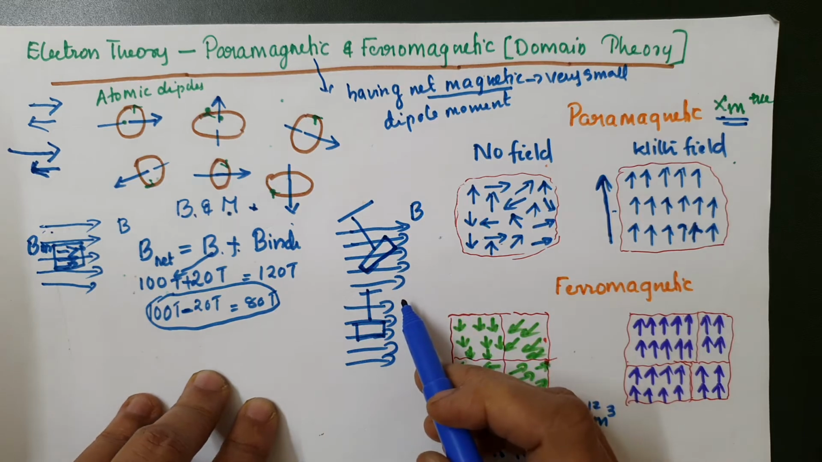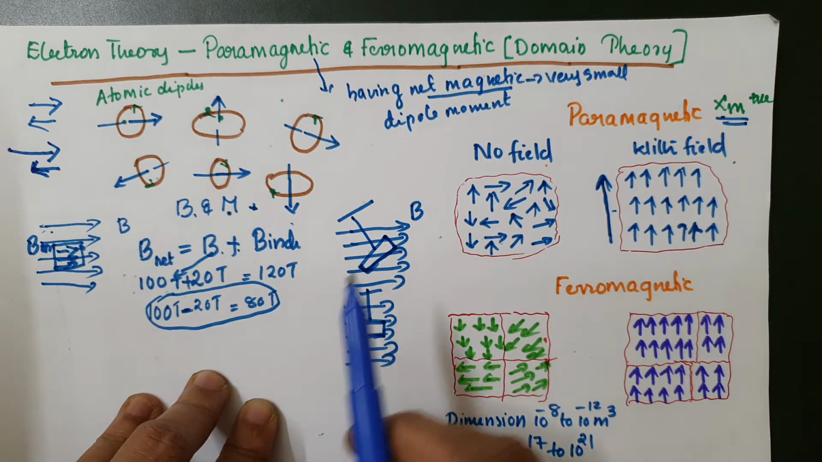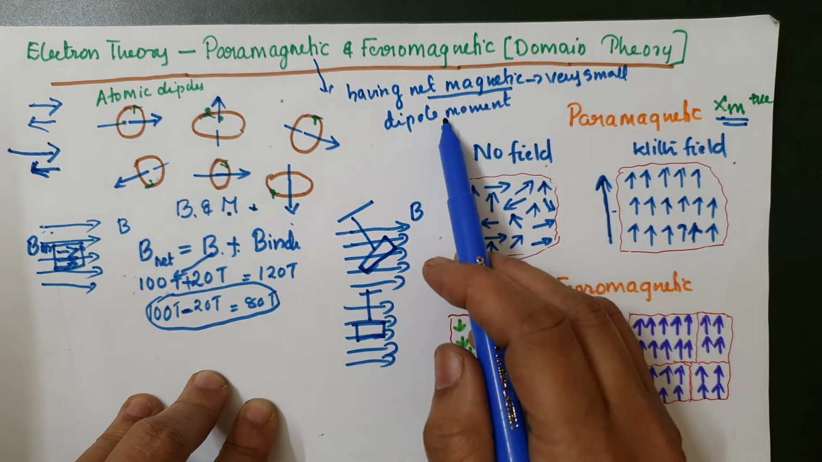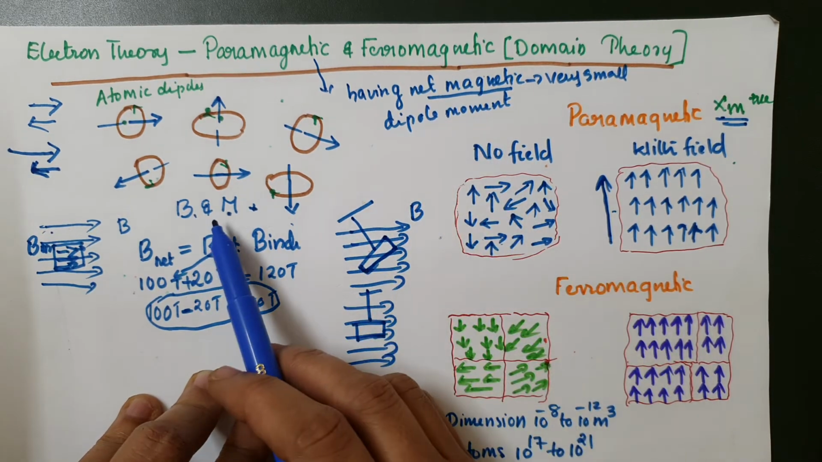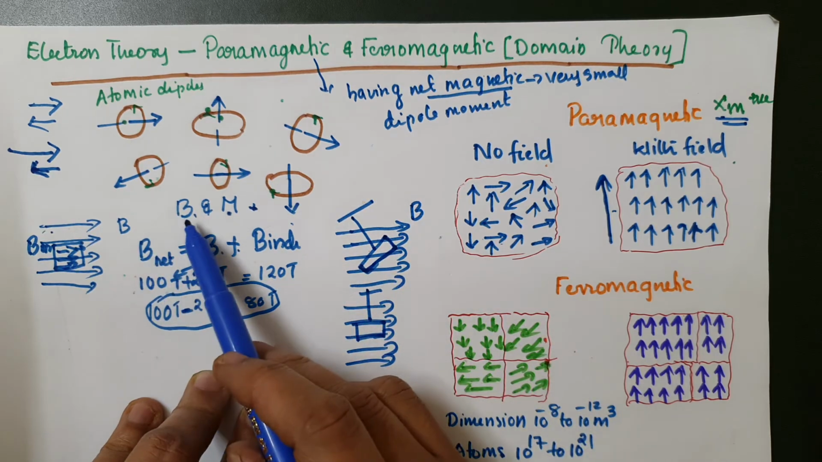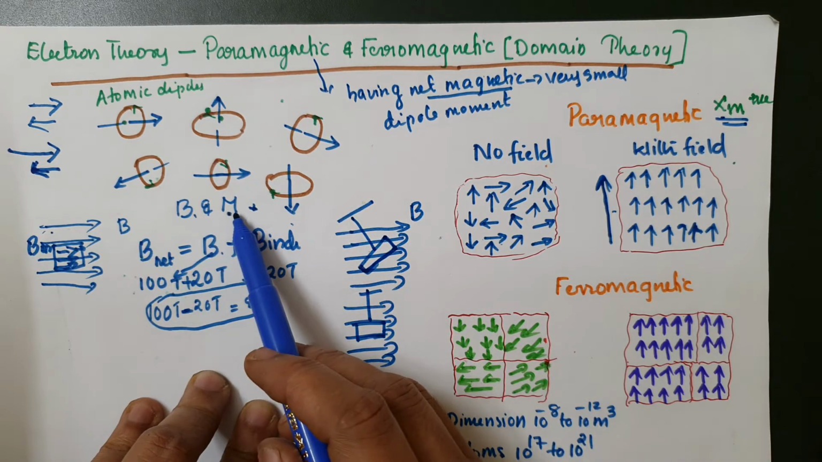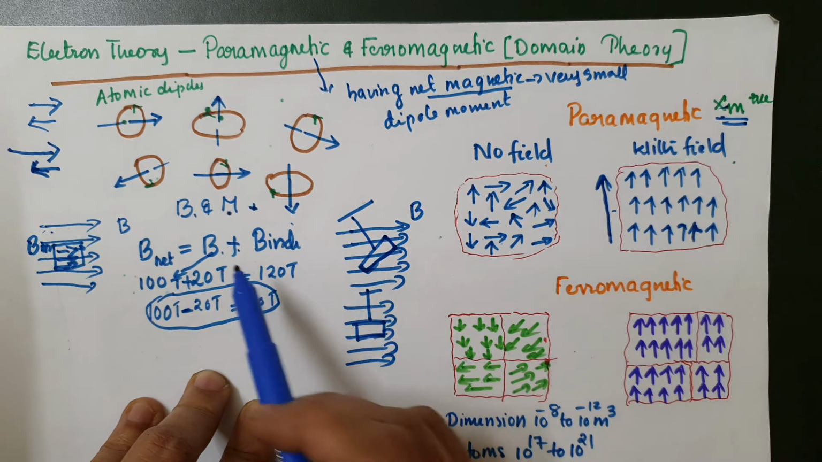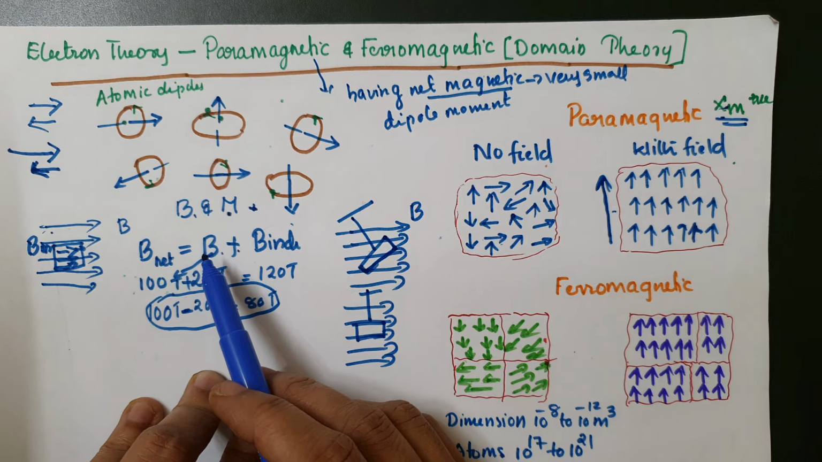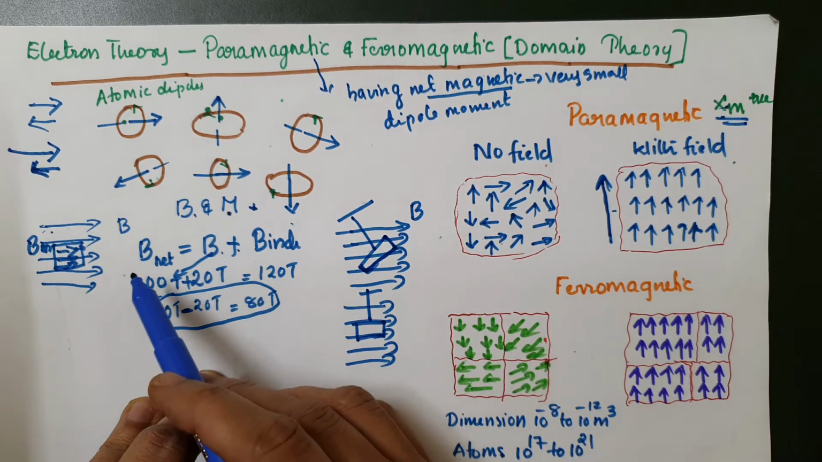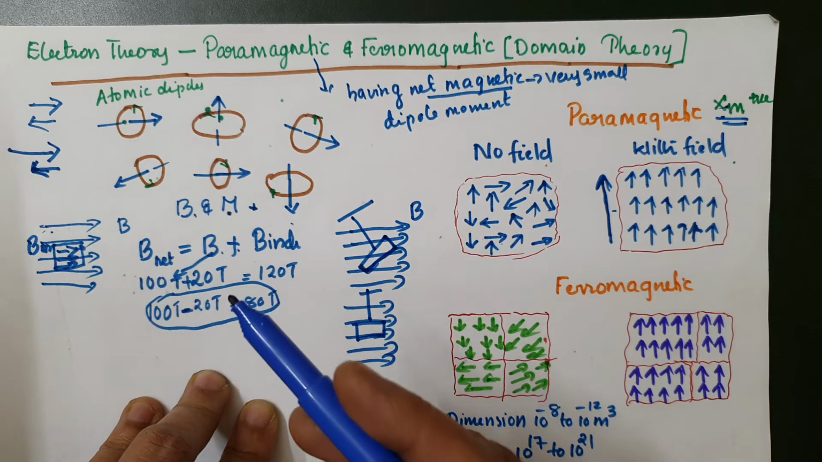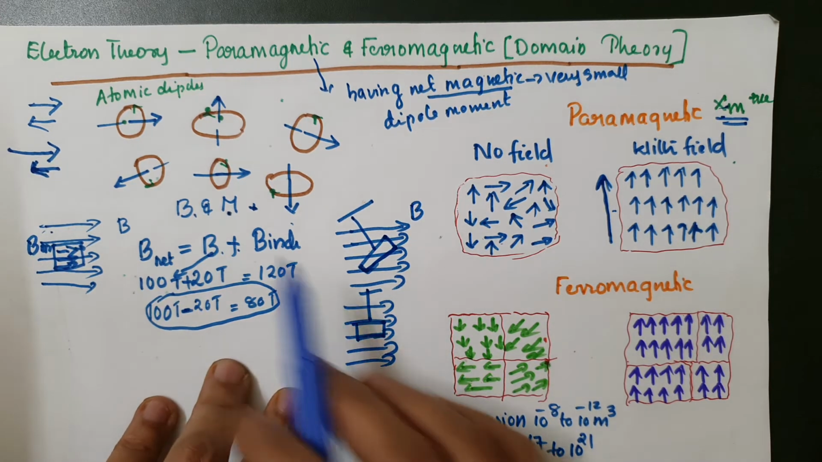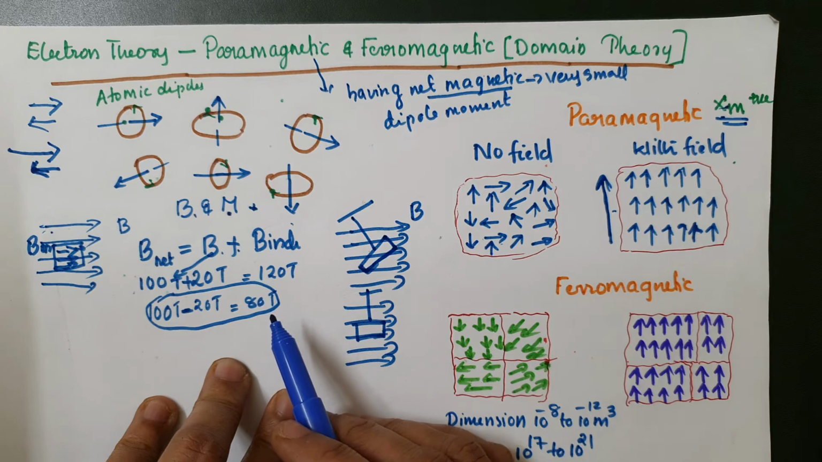And this is the property of a paramagnetic material. That is, paramagnetic materials are materials having a very small net magnetic dipole moment, and in these materials B and the magnetization vector M are in the same direction, and hence the magnetic susceptibility chi M is positive. And when subjected to an external magnetic field, the paramagnetic materials always increase the magnetic field. And these are the properties of the paramagnetic materials.